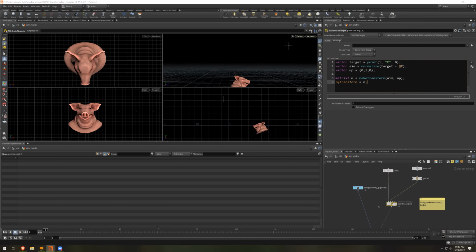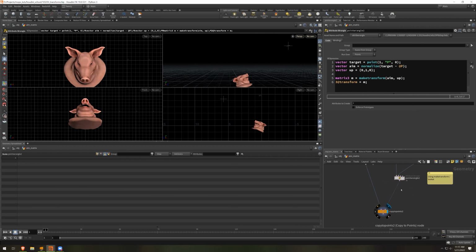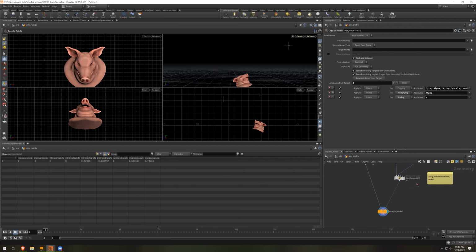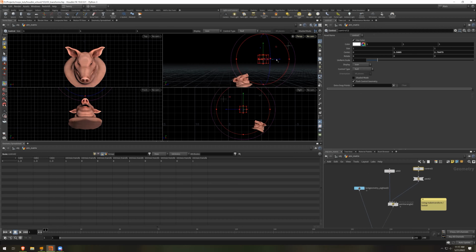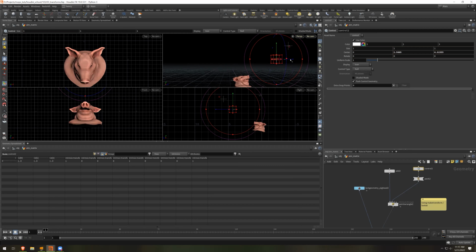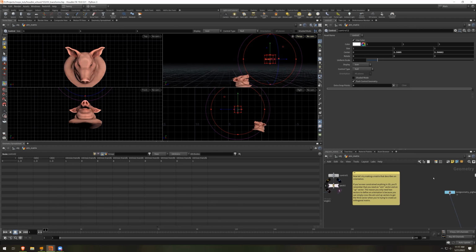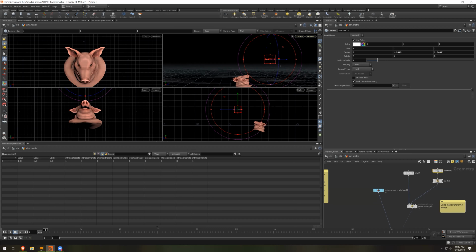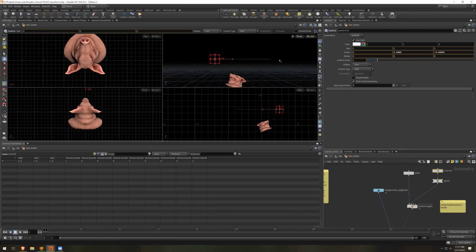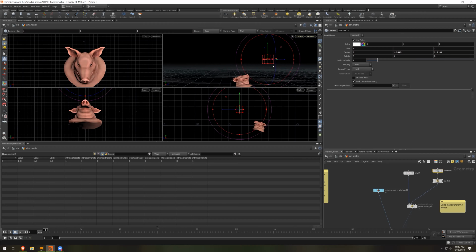And now copy to points reads that transform attribute. And I can, again, move this controller around. I've got this wrong one templated here. I should turn that off. It's going to get confusing. But now I can move this around. And again, Houdini is basically doing all of those cross products to get you an orthogonal matrix under the hood for you. So you don't have to spell it out completely. But maketransform is essentially doing exactly what we just did.